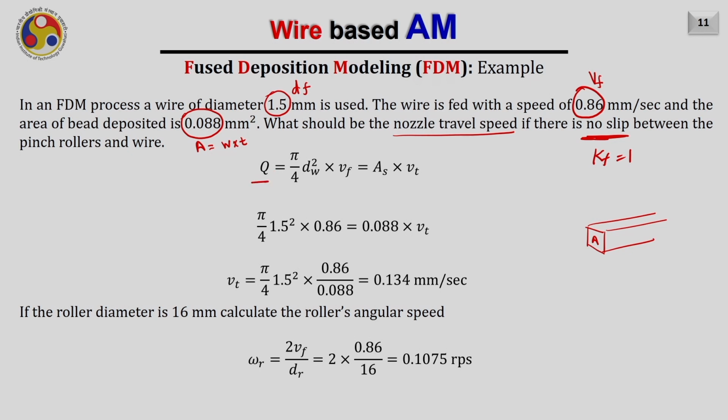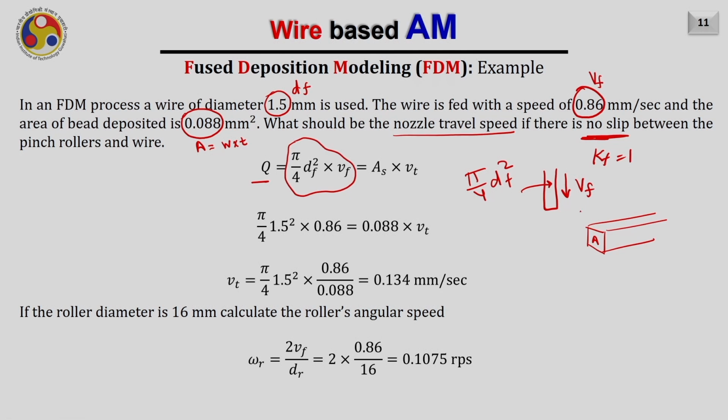Q will be equal to the volume flow rate which is coming from the top corresponding to the wire. So, this is the wire, it is coming with the velocity of Vf and its cross sectional area is pi by 4 Df square. Therefore, the volume flow rate will be pi by 4 Df square into Vf.